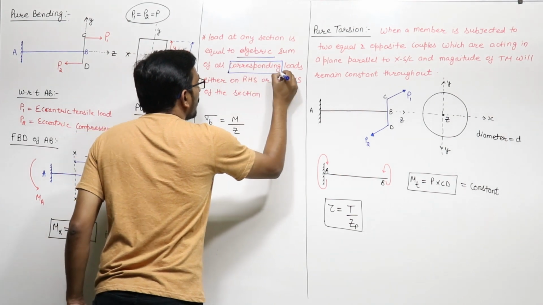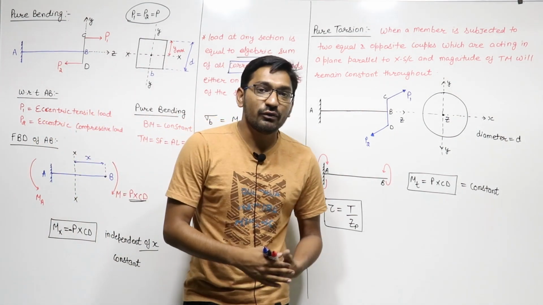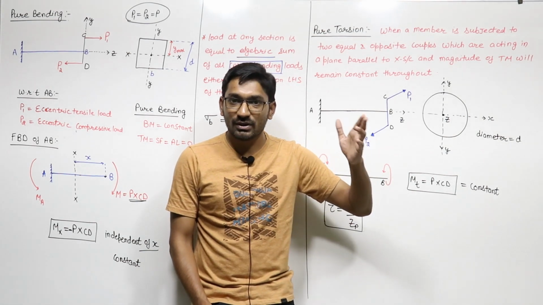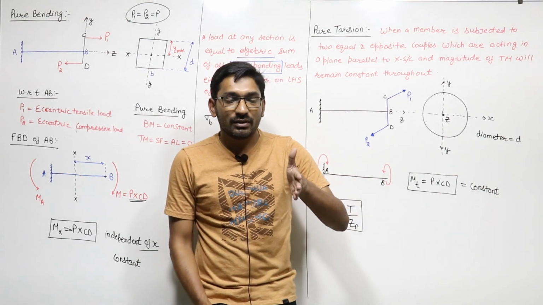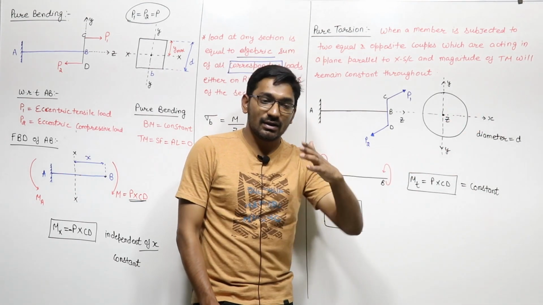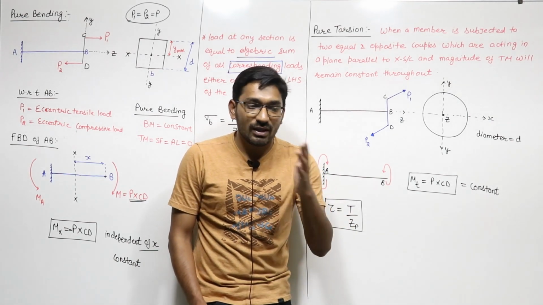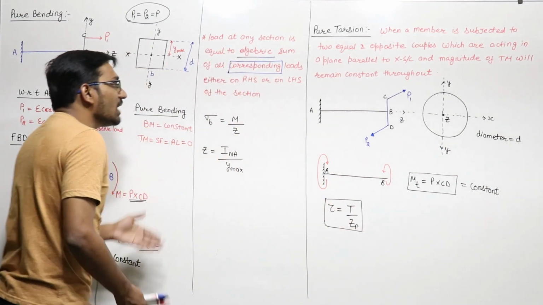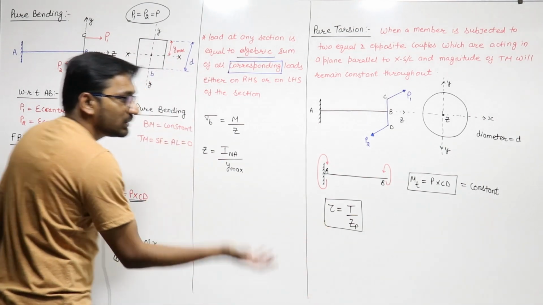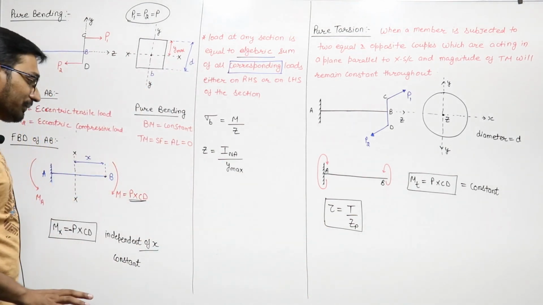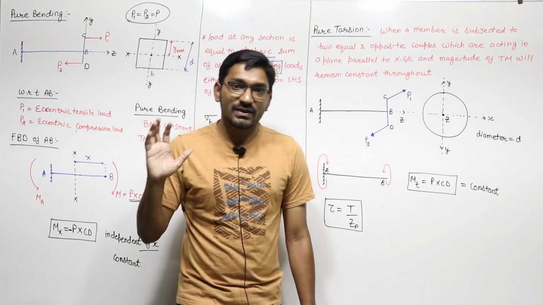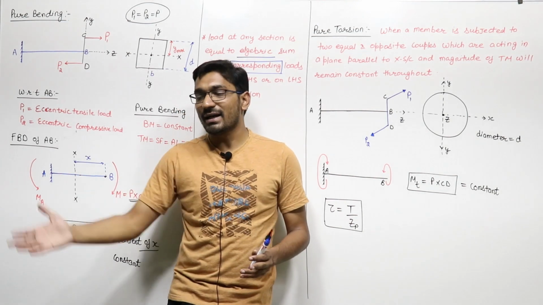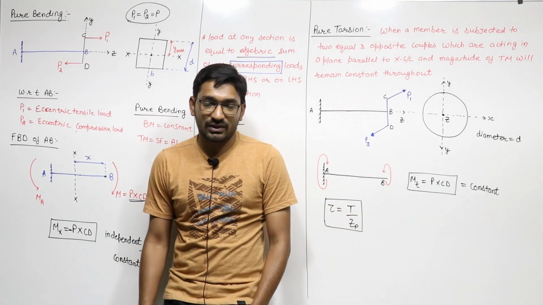This is important. Corresponding loads means, if you want to calculate the shear force at any section, then you have to see only the shear force. If you have to calculate the bending moment, then you see only the bending moments. If you have to calculate the axial load, then you see only the axial loads, right? Corresponding load either on the right hand side or on the left hand side of the section. So load at any section is equal to the algebraic sum of the corresponding load either on the right hand side or on the left hand side of the section, right?